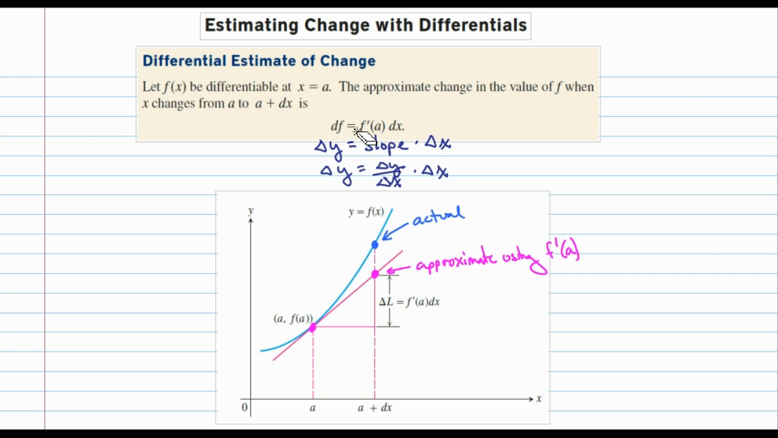Our df equals f prime of a dx. So like we talked about in the previous screencast, the change in y is the slope times the change in x, which just makes sense because the changes in x would cancel out. So the change in y equals the change in y.